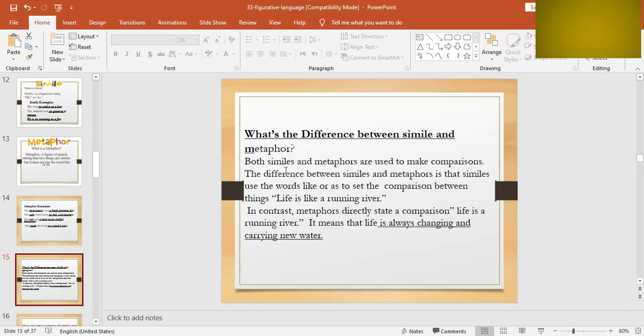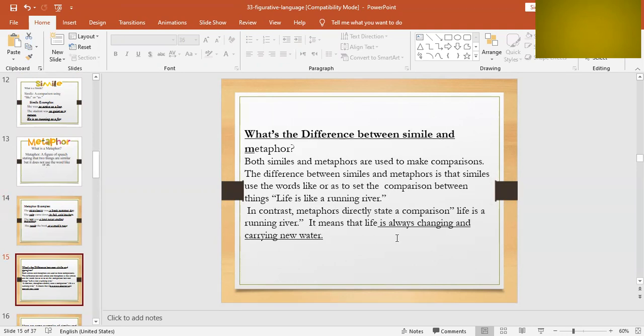I told you both simile and metaphor are used to make comparison. The difference is that similes use the words like and as to set the comparison between things. Life is like a running river. This is simile. In contrast, metaphors directly state a comparison. Life is a running river.